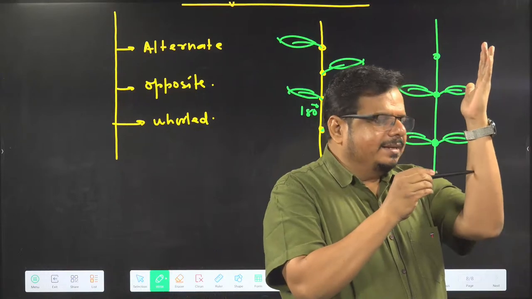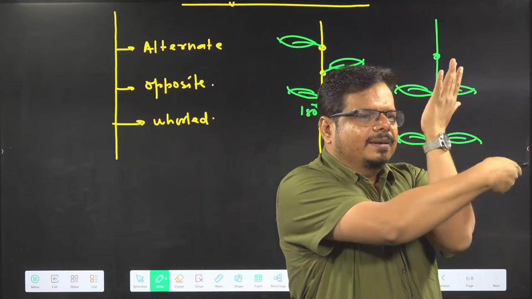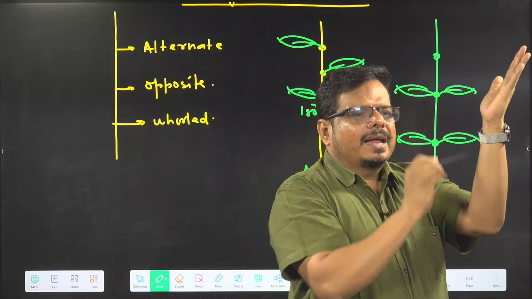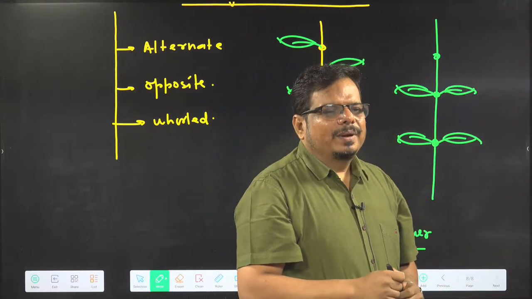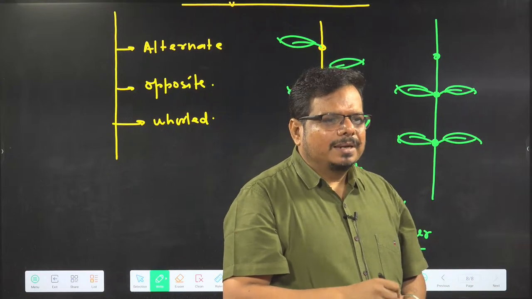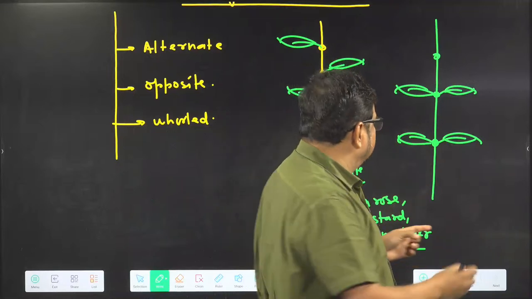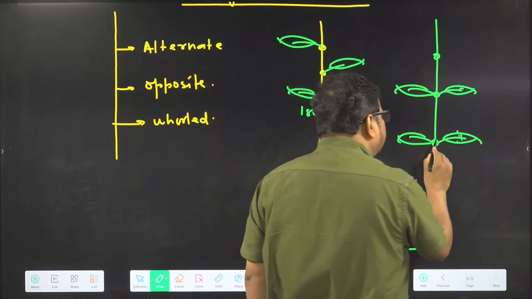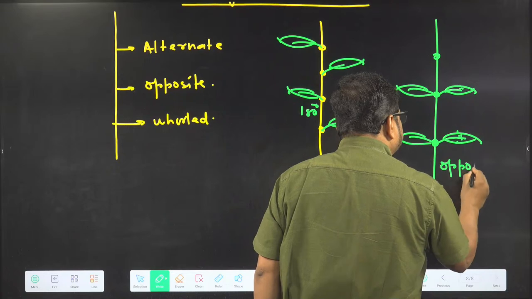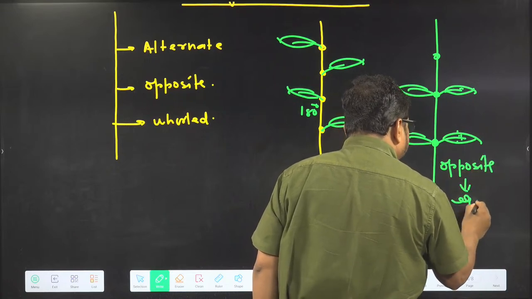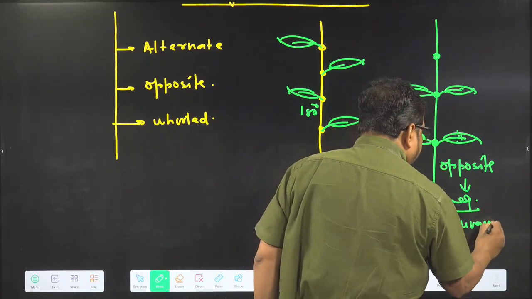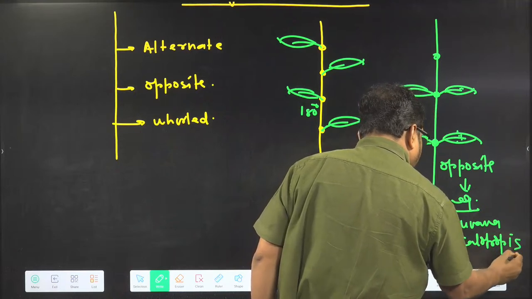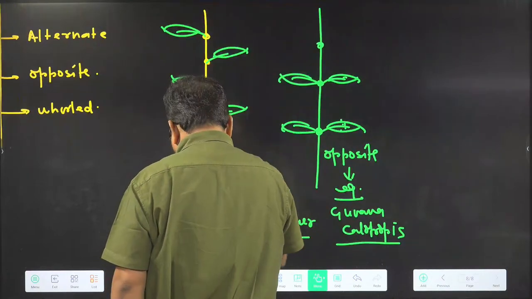Suppose this is the node, leaf is here and here. And this is the upper node, leaf is here and here. So between lower and upper node, what happened? 90 degree angle will come. Getting the things? So when 90 degree angle comes, it is called which one? Decussate. And when this one is like this, it is called which one? Superposed. One leaf above the other leaf. So I am simply going to say it is opposite. An example of the opposite is which one? Guava. And another is which one? Calotropis. Guava and Calotropis.